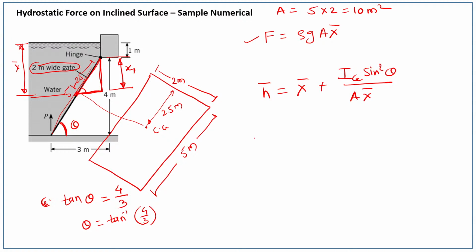Then I_g you can find out as BD cube divided by 12, since it is a rectangle. So BD cube divided by 12. By using that, you can find out I_g. The angle you already calculated, so just put this value and you will get the h bar.